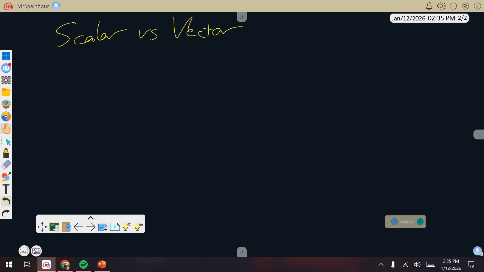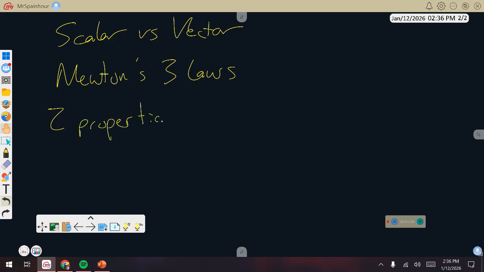Scalar versus vector. What's the difference and why is the difference? Number 2, Newton's 3 laws. And number 3, the 2 properties of mass. Discuss in order in your group. In order, ideally. We'll be right back after these messages, people online.